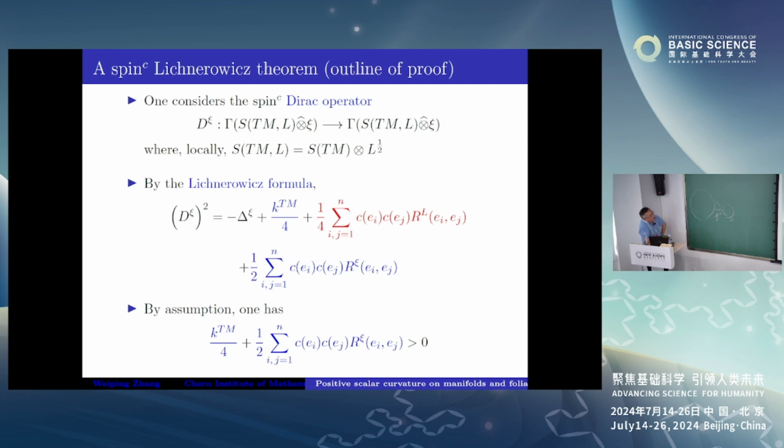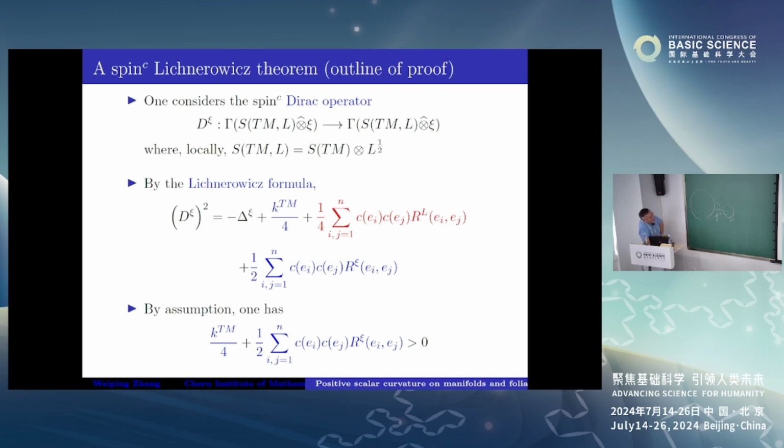On the spin C manifold, instead of the usual Dirac operator, we have a spin C Dirac operator, which maps sections of the spin C spinor bundle tensored with this Xi. The spin C spinor bundle can be written in this way. Both the spinor bundle S(TM) and the square root of L are in general not well defined, but their tensor product locally can be extended to a globally well-defined bundle. Then if you compute the Lichnerowicz formula of this operator, there is an extra term arising from this line bundle.